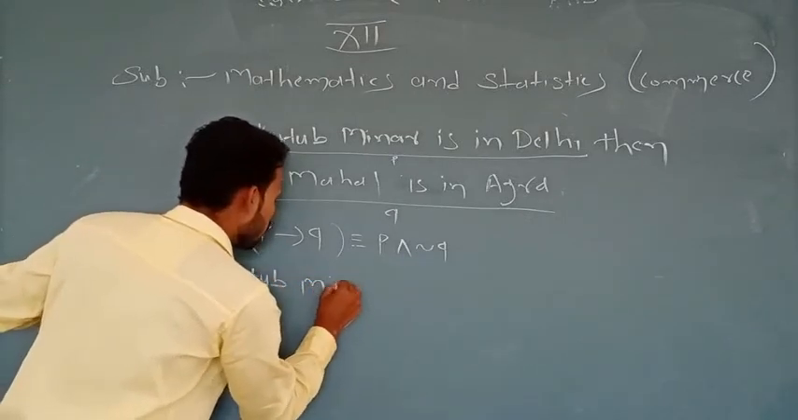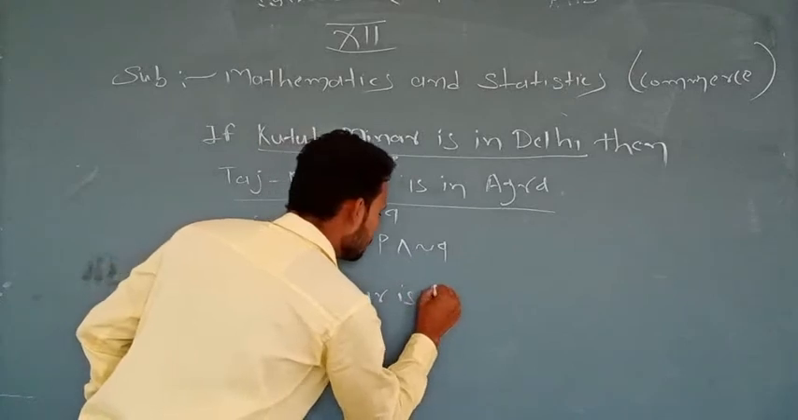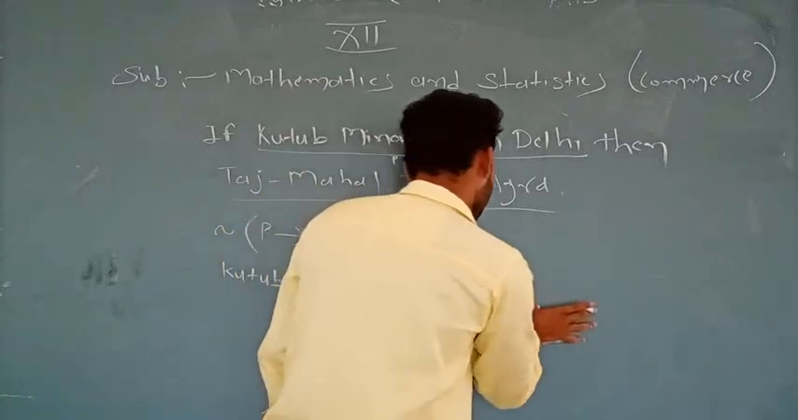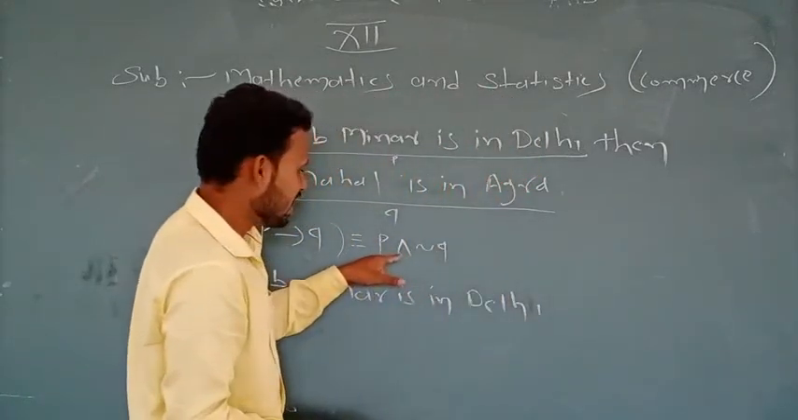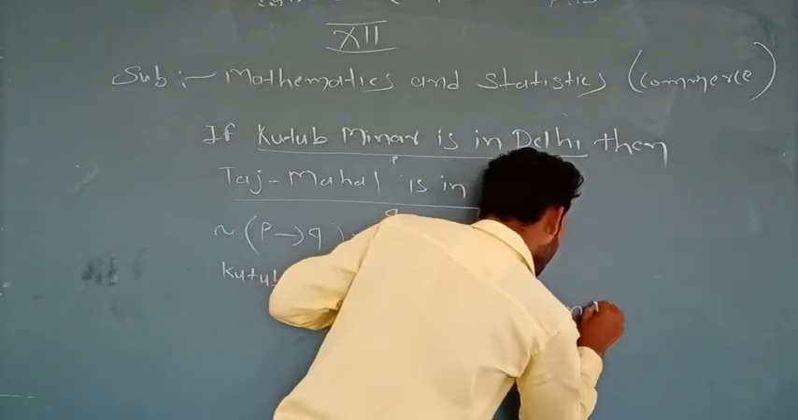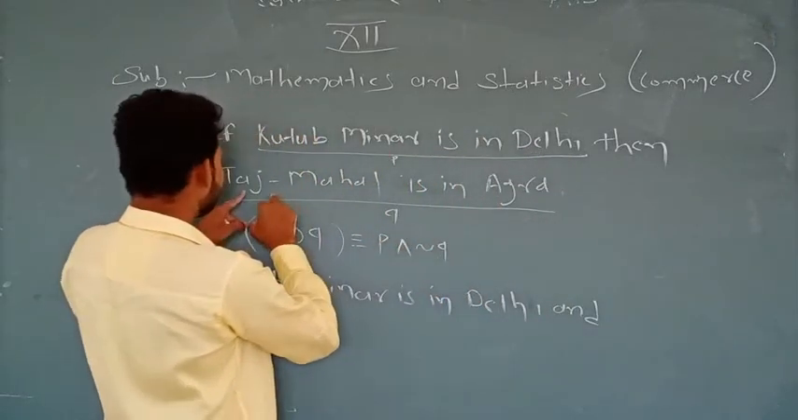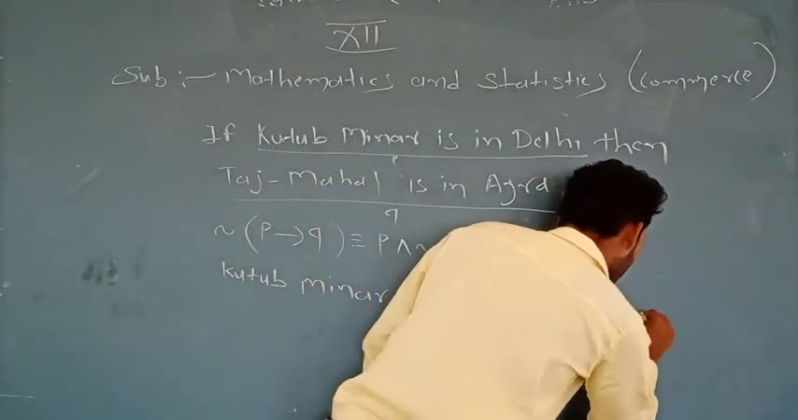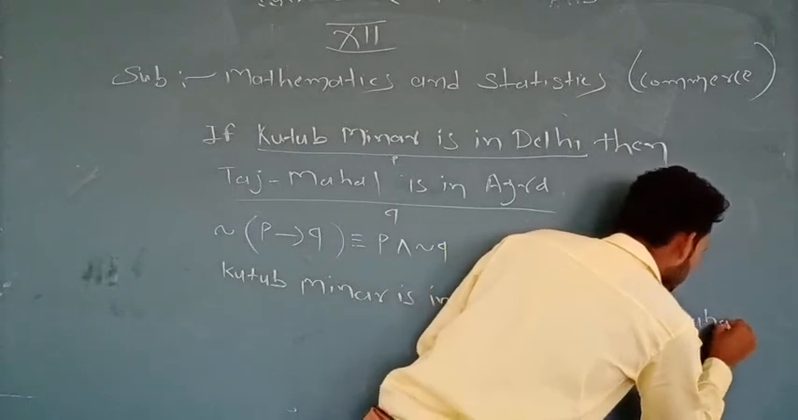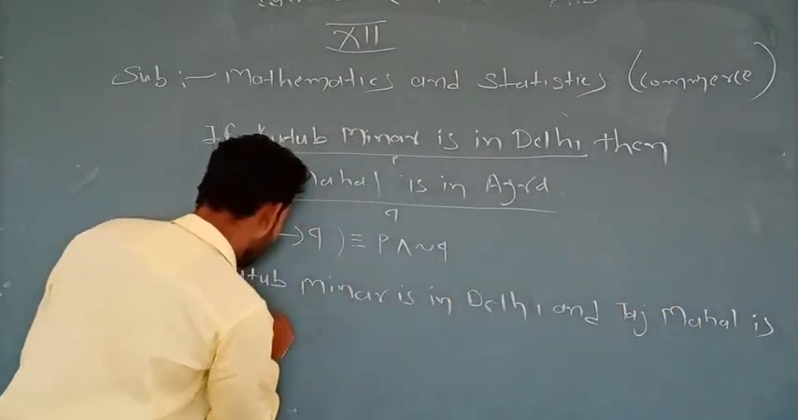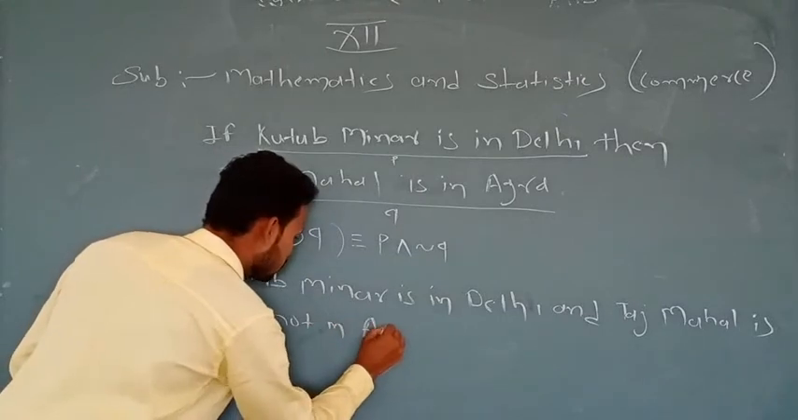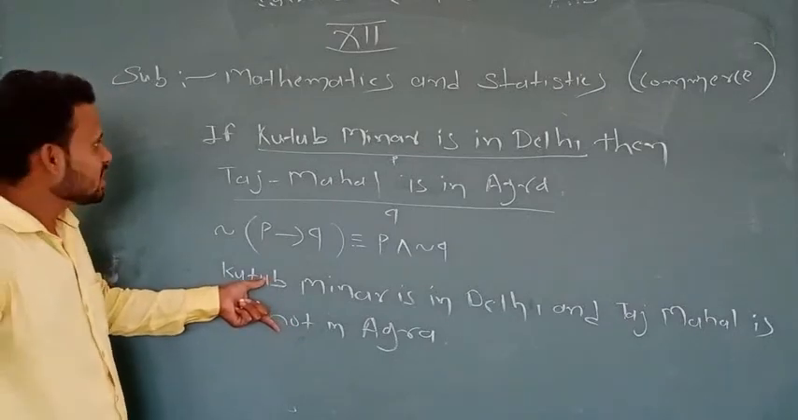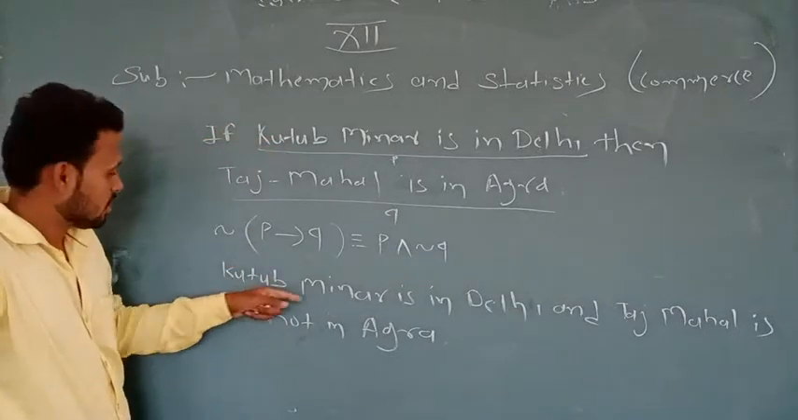Qutub Minar is in Delhi, and next, conjunction means we use 'and' here, and just take the negation of the second statement. The second statement is: Taj Mahal is in Agra. Its negation is: Taj Mahal is not in Agra. Therefore: and Taj Mahal is not in Agra, which is the required negation of the given compound statement.